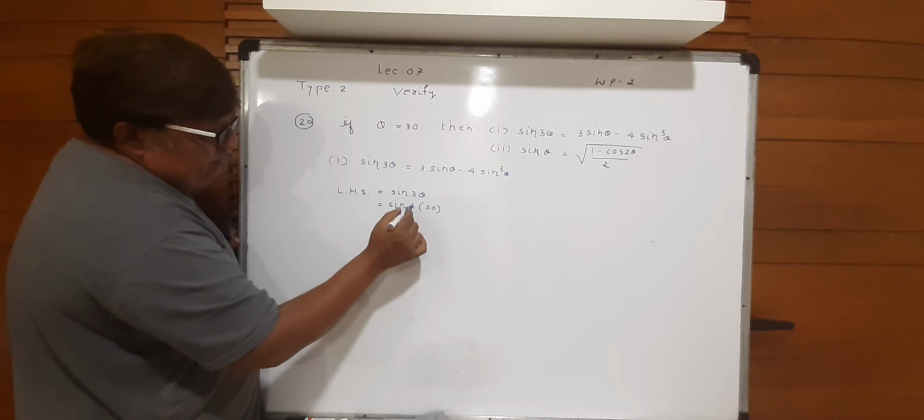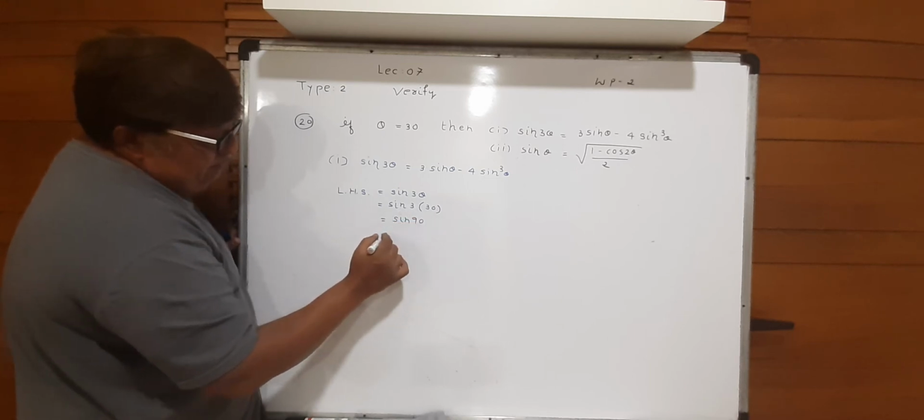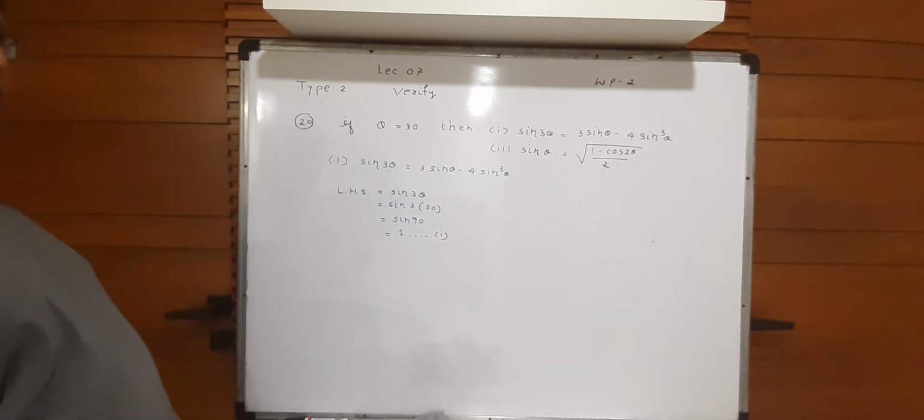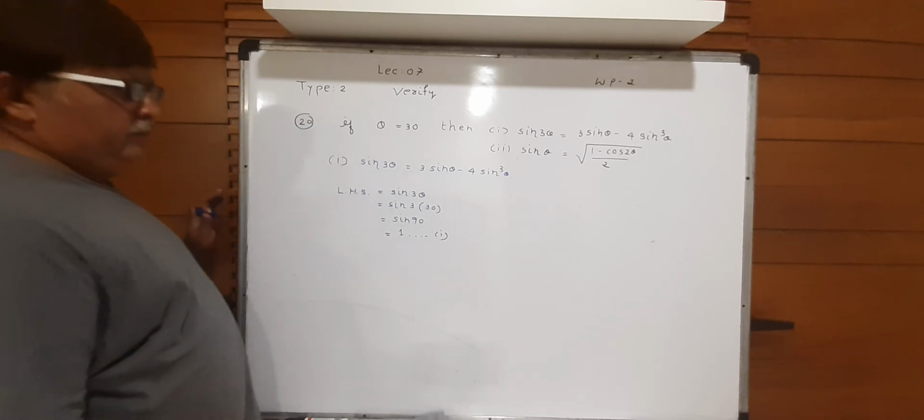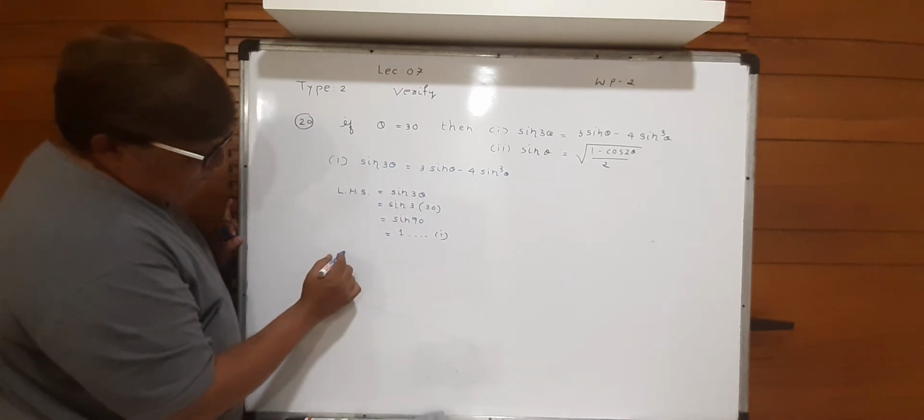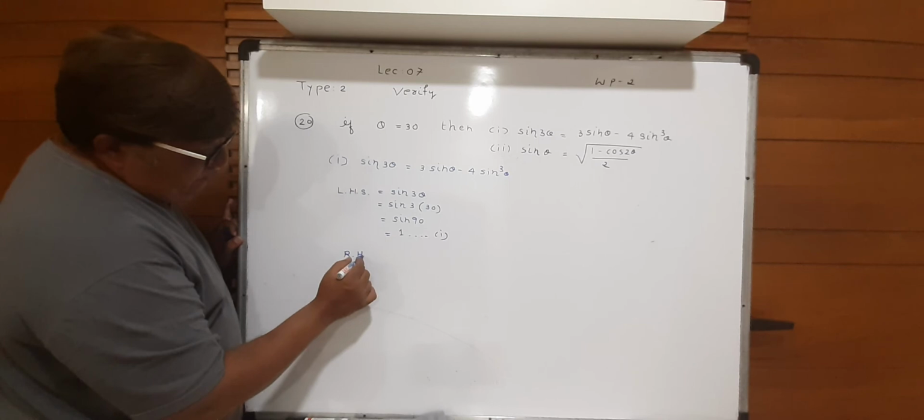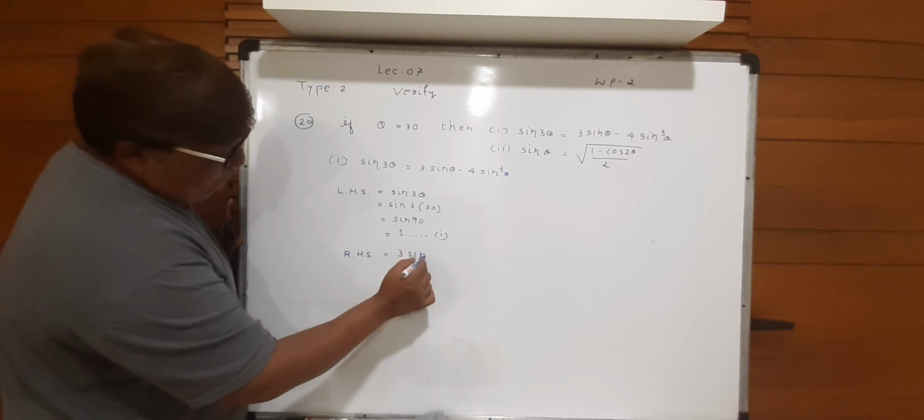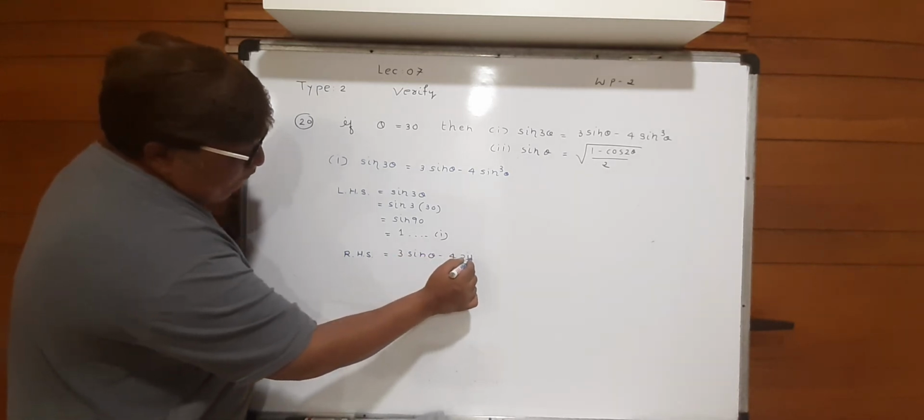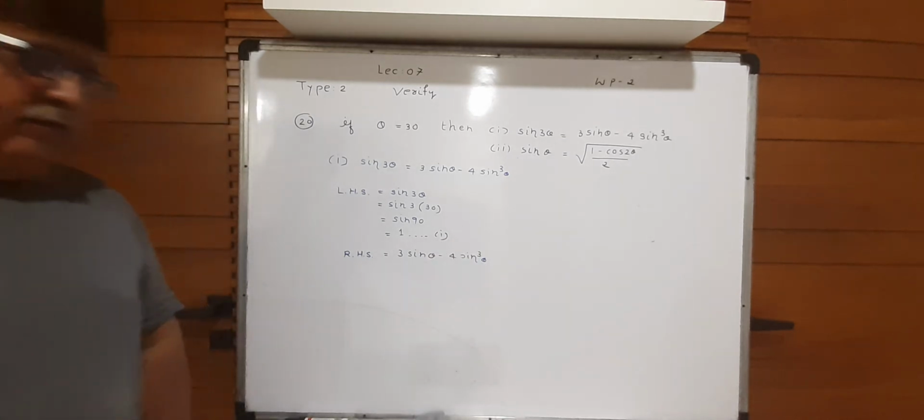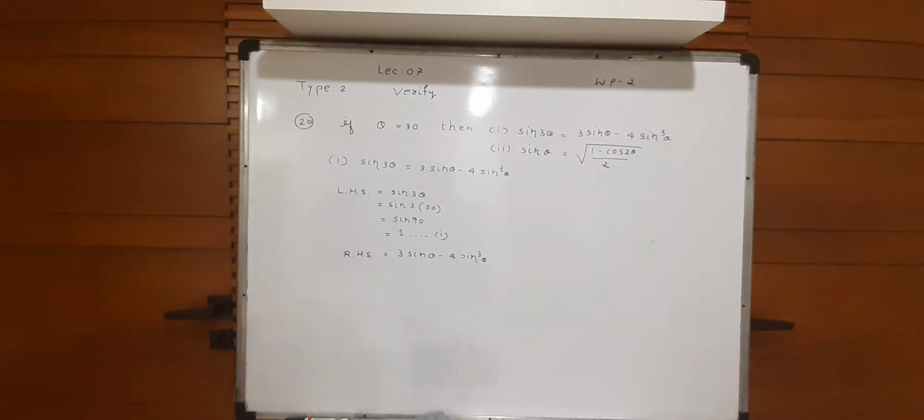Now this is sine 3 into 30, that is sine 90. What is the value of sine 90? 1. So you got result number 1. Okay. Now after getting result number 1, let us target RHS, 3 sin theta minus 4 sin cube theta. LHS you already got. Now you are targeting to get RHS, that also should come equal to this.